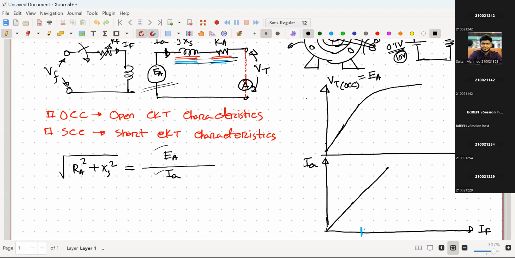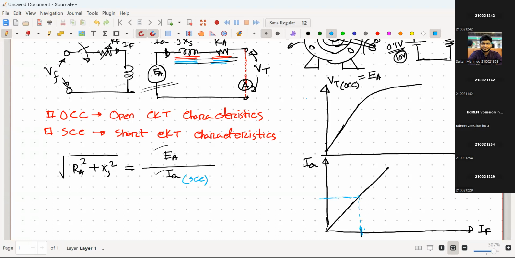So now we have got these two curves. Now our RA square plus XS square equals EA over IA. Now from this curve, for any value of IF, I'm trying to figure out the value of IA. So for this value of IF, what is the value of IA? I can find it from here. So that can be figured out from the SCC curve.